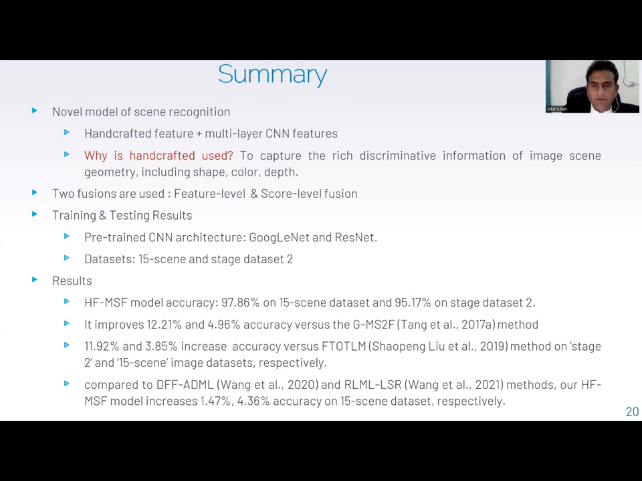It improved accuracy by 12.21% and 4.96% versus the GMS2F model, and by 11.92% and 3.86% versus the FTO TLM model, which was proposed in 2019, on stage 2 and 15 scene datasets respectively. Compared to DFF ADML, another technique proposed in 2020, applied with a similar algorithm, and RLML, LS, or Wang et al., who proposed these two different techniques on similar datasets, our model increased accuracy by 1.47 and 4.36 on the 15 scene dataset respectively.